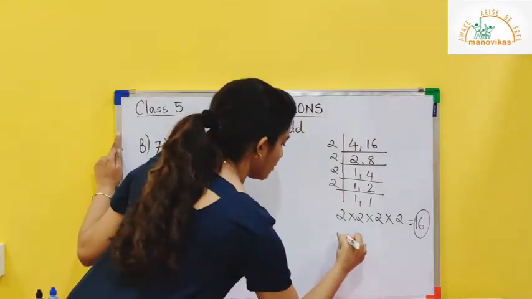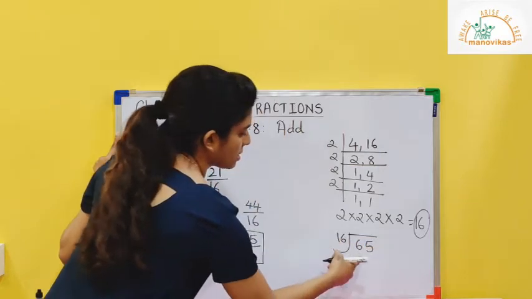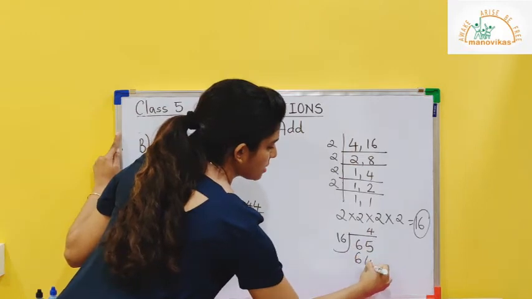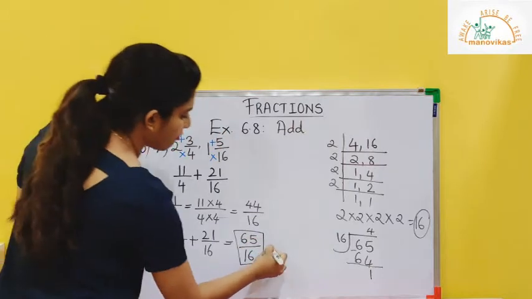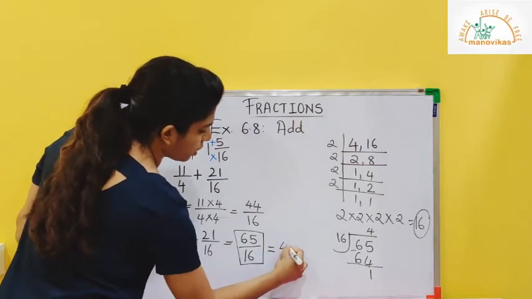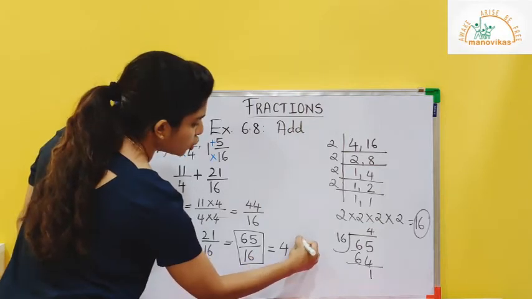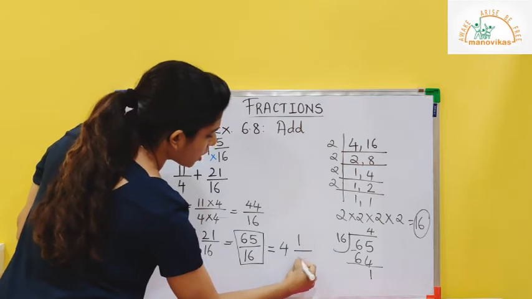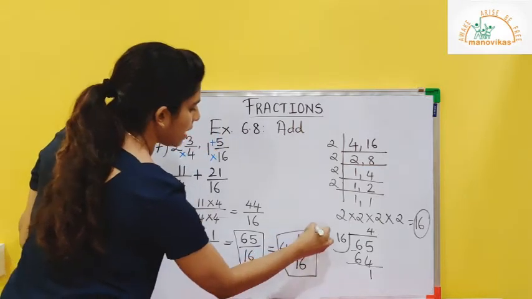So what I will do, I will have to divide this number 65. So 16 fours is 64 and the remainder is 1. So how will you write this number? 4 is the whole and the numerator is 1, what I got as a remainder, upon 16. So this is the final answer.